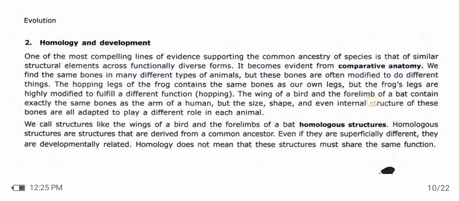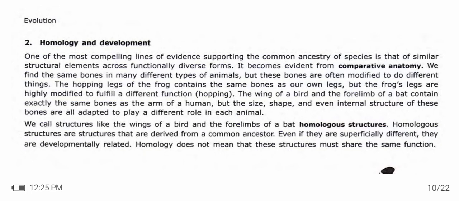Homology and development, continuation of the previous video. So, homology and development. One of the most compelling lines of evidence supporting the common ancestor of species is that of similar structural elements across functionally diverse forms. It becomes evident from comparative anatomy.